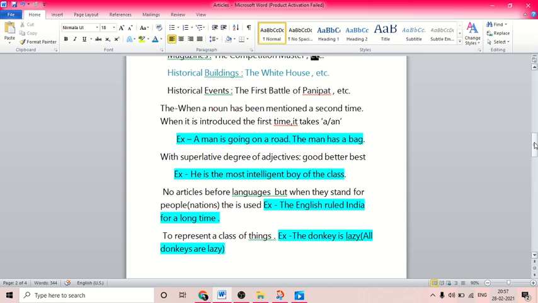No article is used before languages, but when these languages stand for people or nations, the is used. The English ruled India for a long time. The is used here because English is used for English people, to represent a class of things. The donkey is lazy. Here donkey is used for all donkeys.